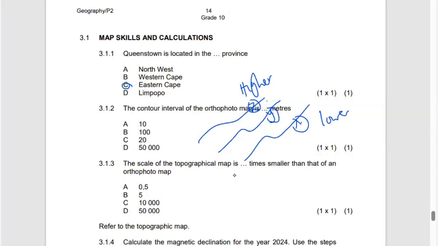Then, the scale of the topographic map is dash times smaller than this. You know that the scale of the topographic map is 1:50,000, and compared to the orthophoto, which has a scale of 1:10,000, the ratio here is 1:5. So the orthophoto is 5 times smaller for that reason.